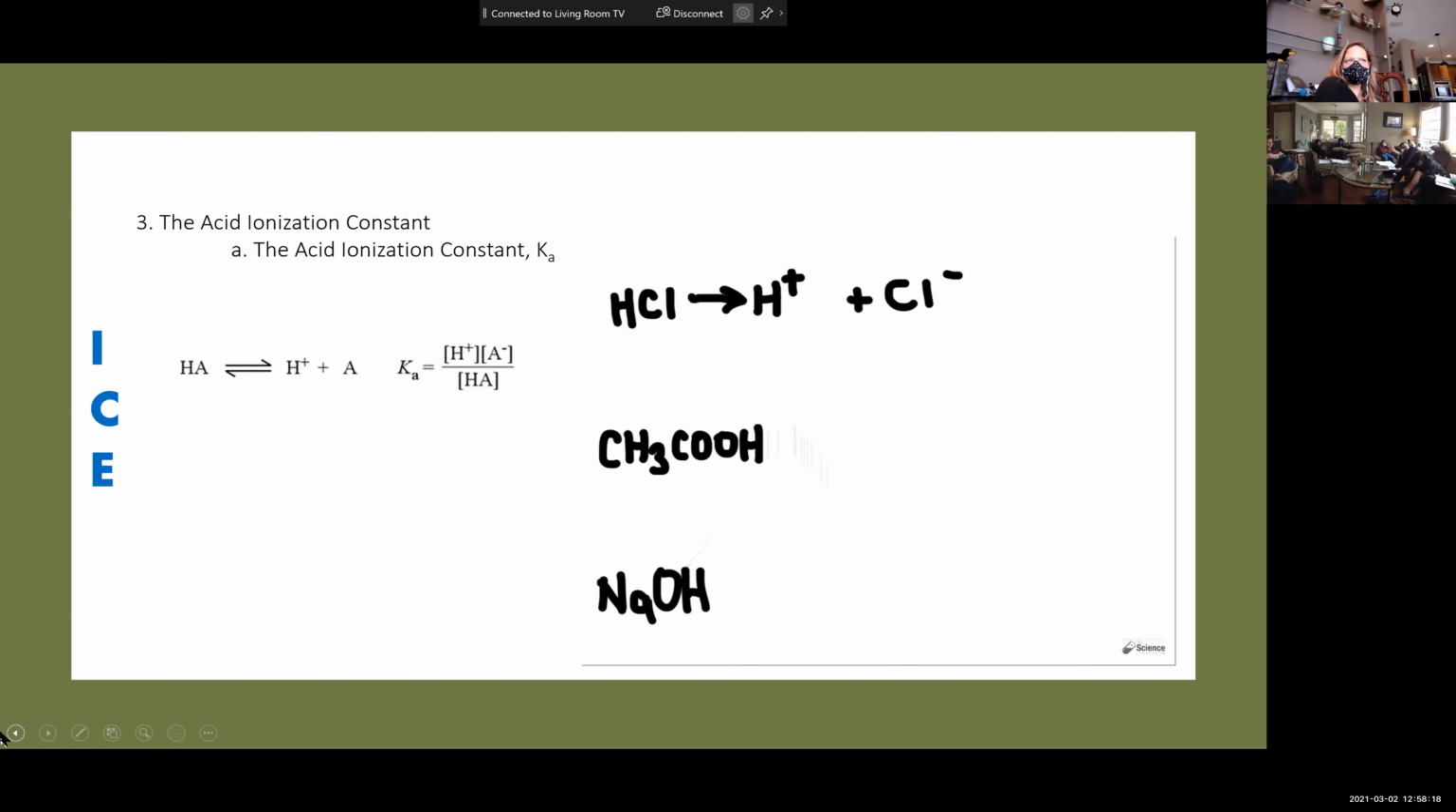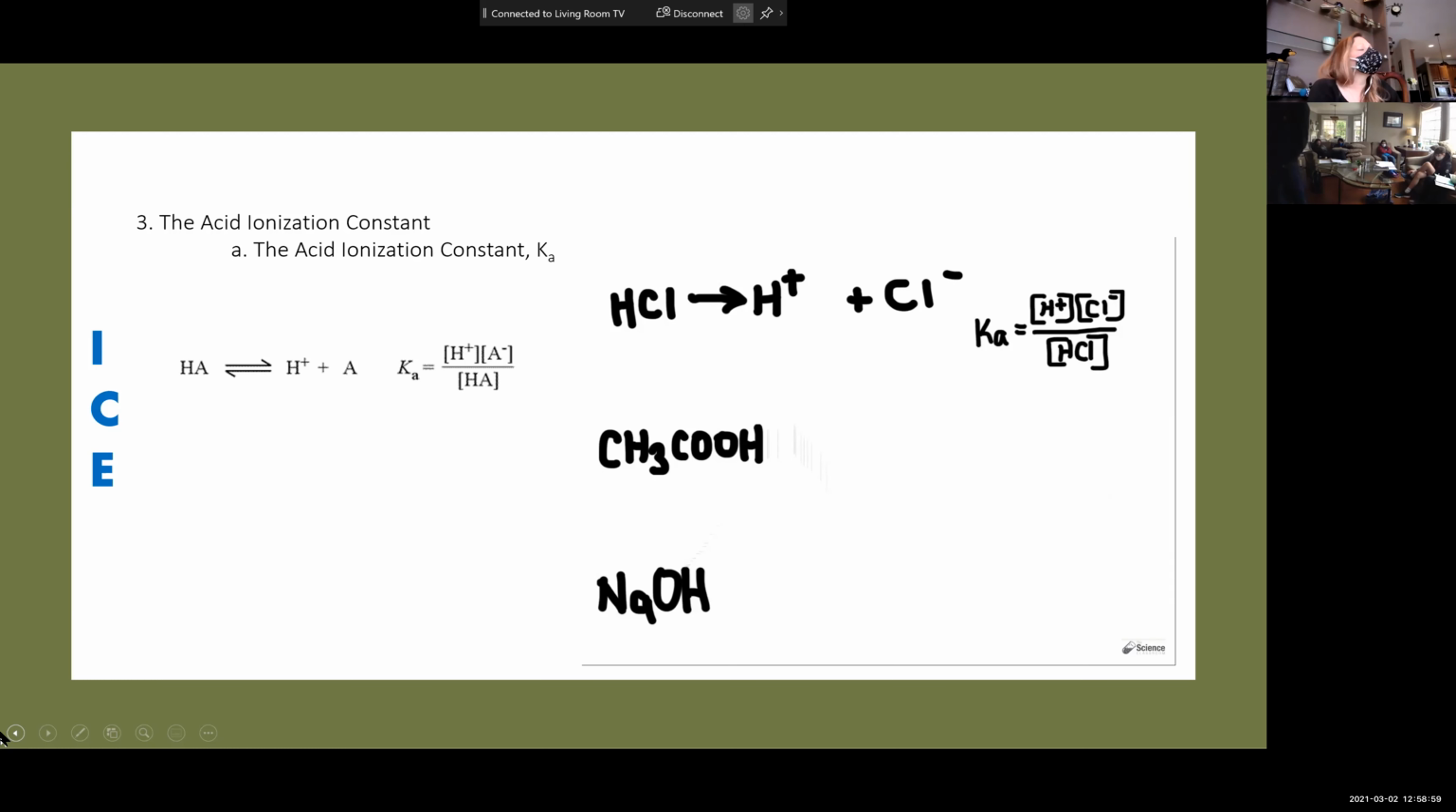And for an acid, we use the symbol K sub A, and this is the dissociation constant for an acid. What we do is we take the concentration of the two products. Generally, it's always going to be H plus and some anion. So we'll take the concentration of the hydrogen ion times the concentration of the anion, and then we divide that by the concentration of the reactant, which is the thing that we started with. So we're comparing how much of this stuff split apart to how much remains.